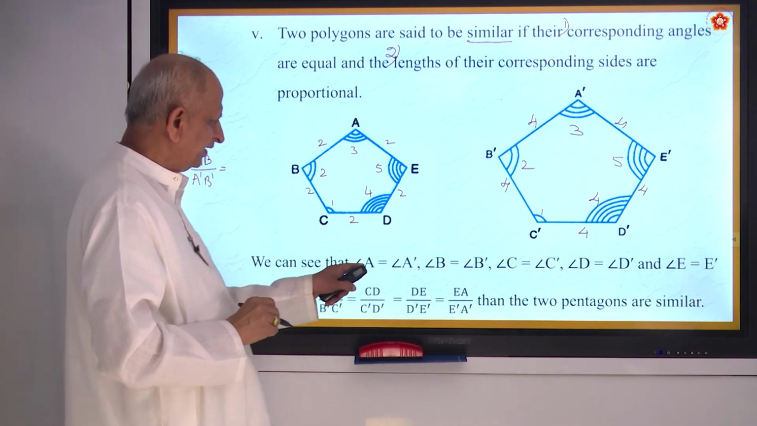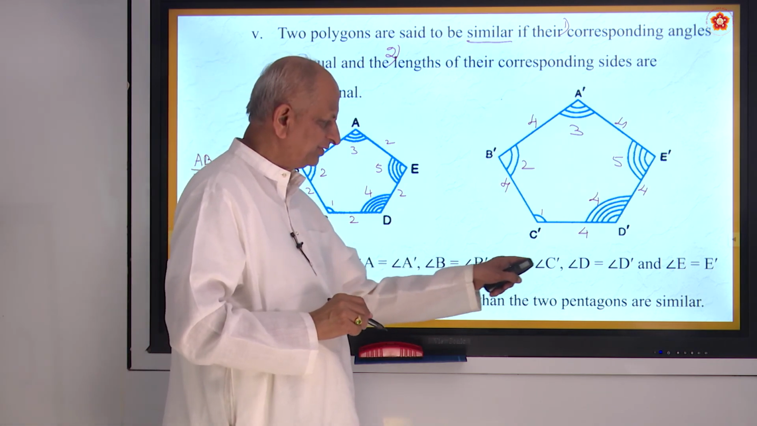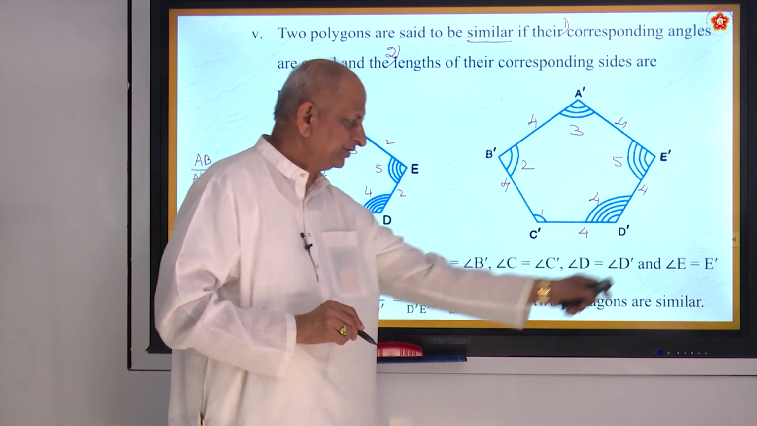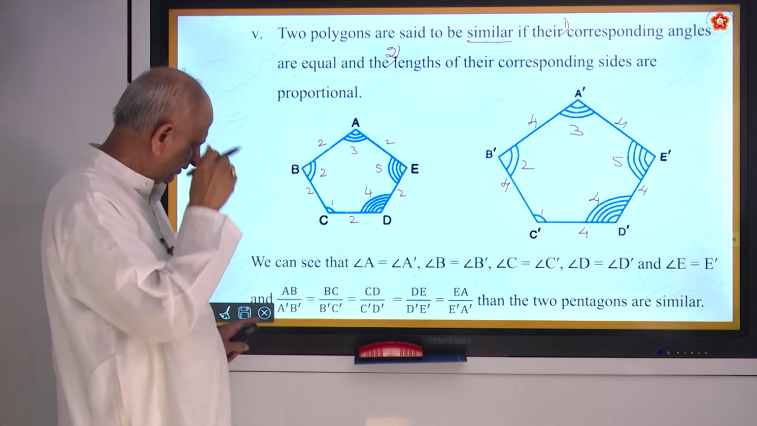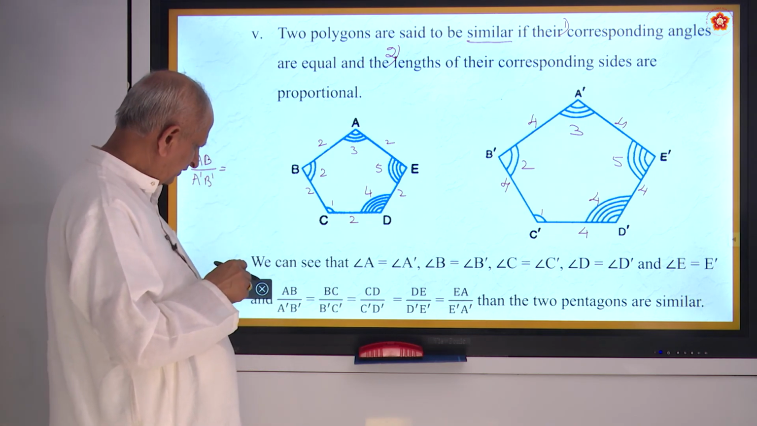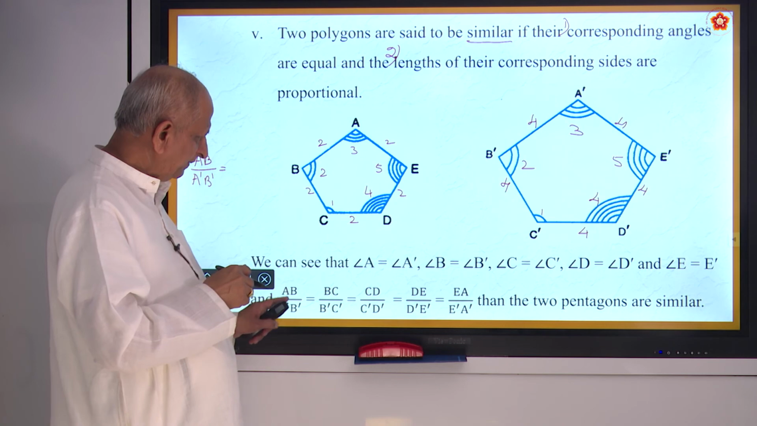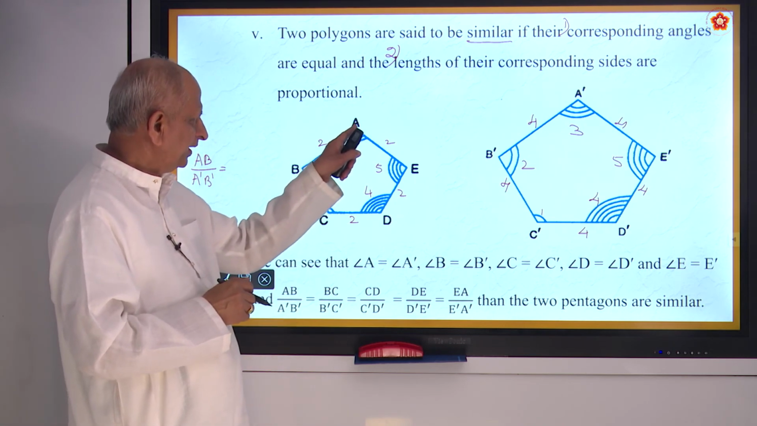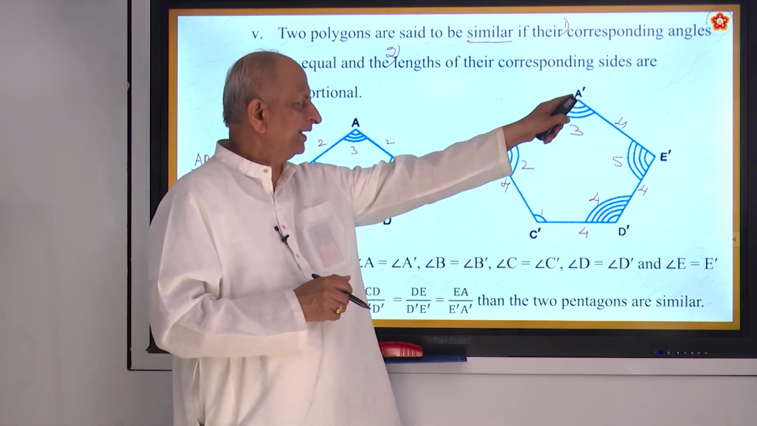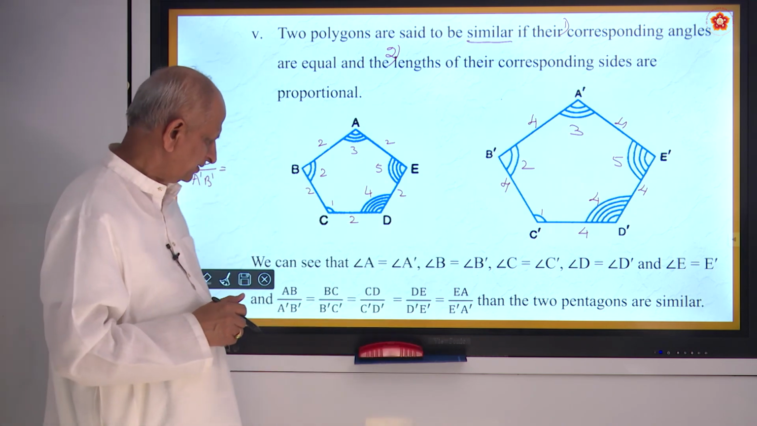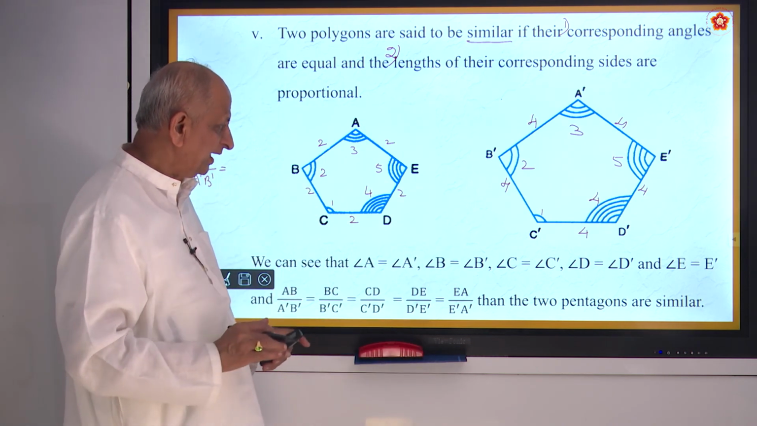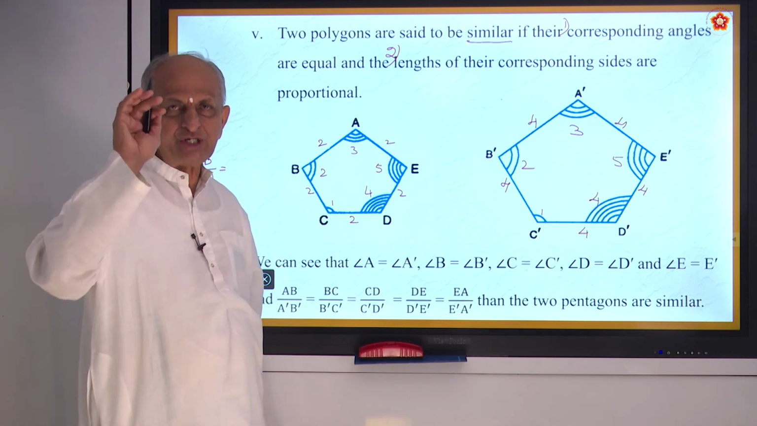So angle A is equal to A dash, B is equal to B dash, C is equal to C dash, D is equal to D dash, E is equal to E dash. Sides are AB by A dash B dash. That is, corresponding sides are proportional. Means the ratio must be equal.